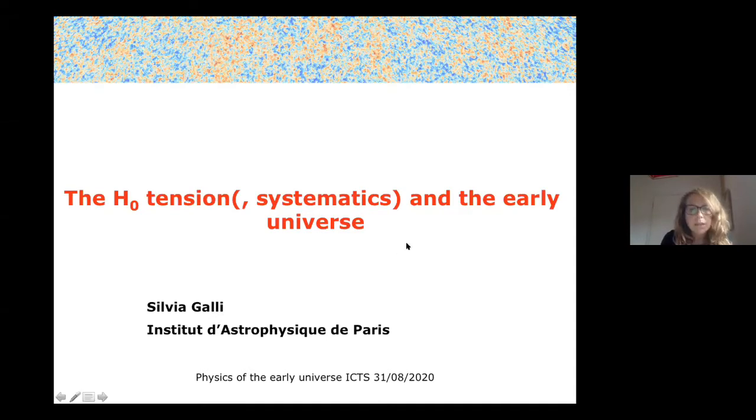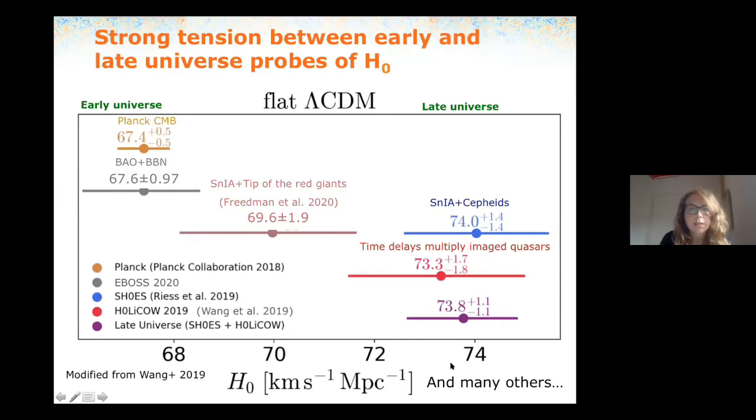So the Hubble tension is essentially summarized in this plot that I modified from a paper last year with some of the latest measurements as well, where you have the measurement of the Hubble constant from the early universe on the left, in particular from the Planck CMB, that gives you 67.4 plus minus 0.5. And this value is also confirmed by the combination of BAO with BBN calculations and measurements of primordial elements that allow you to measure the density of baryons, and which also gives a perfectly consistent value with Planck, 67.6 plus minus 0.97 from the latest release of eBOSS this summer.